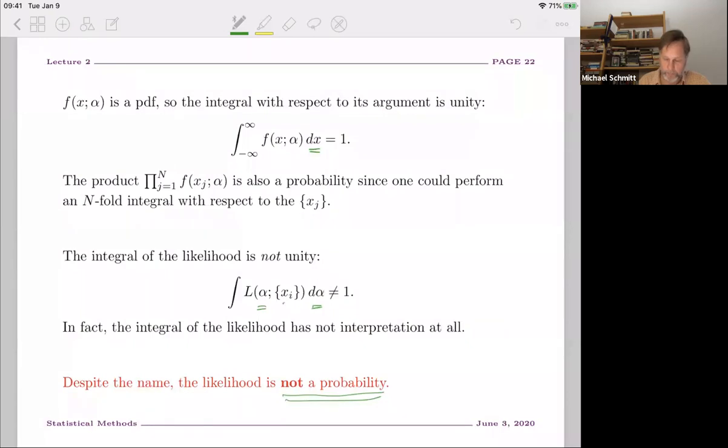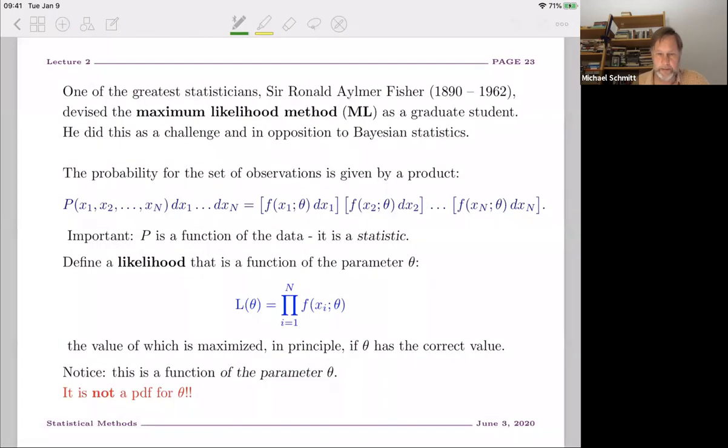That's an important point. All right, so let's dig a little bit more directly into the maximum likelihood method. It was invented by Fisher back in the middle of the 20th century when he was a graduate student, kind of upset about Bayesian statistics, and he said, I don't like that stuff. I'm going to invent a better method. I'm going to call it the maximum likelihood method. And yeah, he did it.